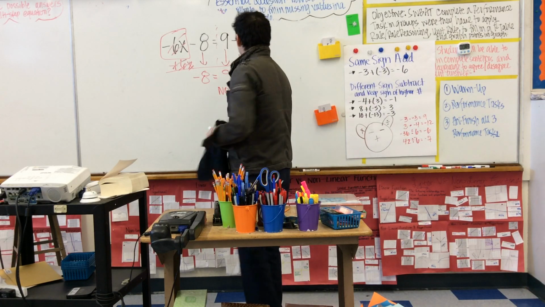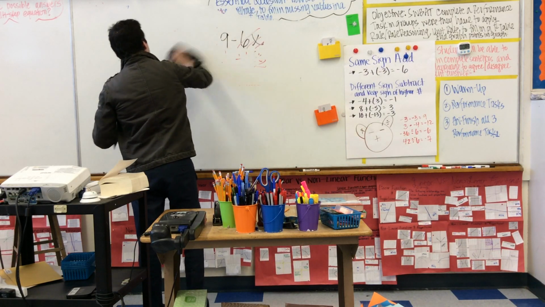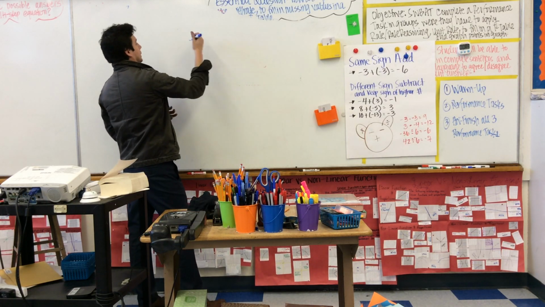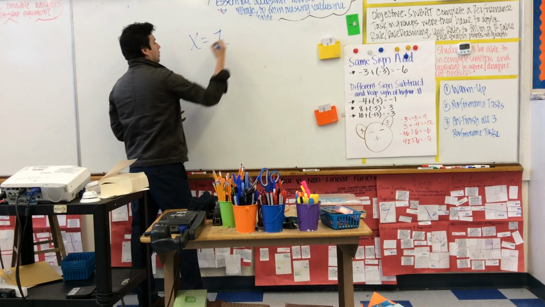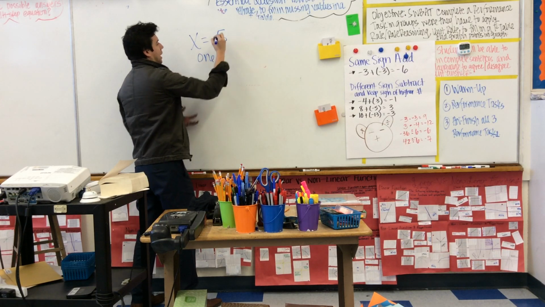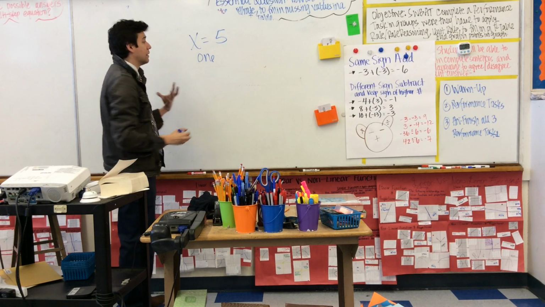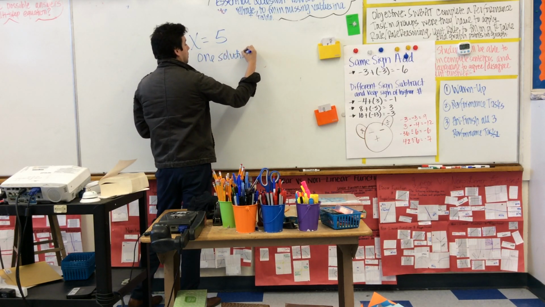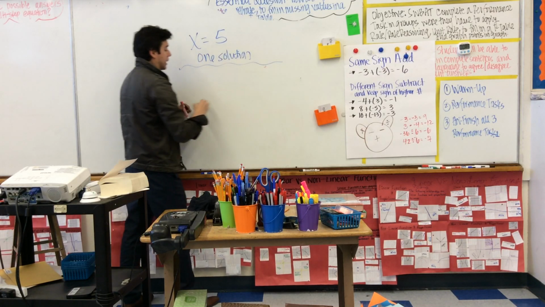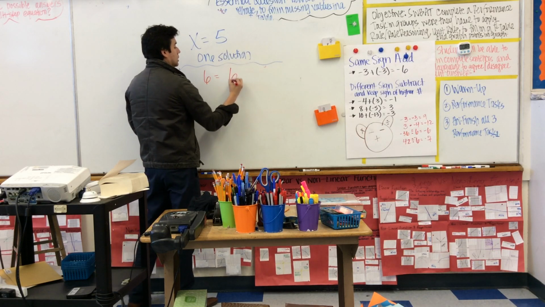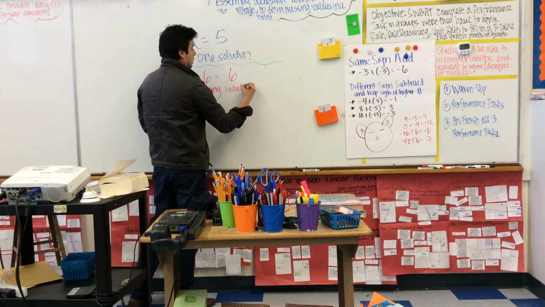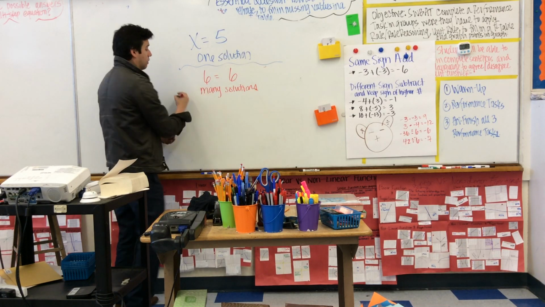Now let me just quickly summarize. Copy this down in your notebook, like you did this problem. This is a summary. Let's say I solved the problem and I got x equals 5. This is having one solution. What happens if I solve the problem and I get 6 equals 6? This is what we call many solutions because the numbers are identical.